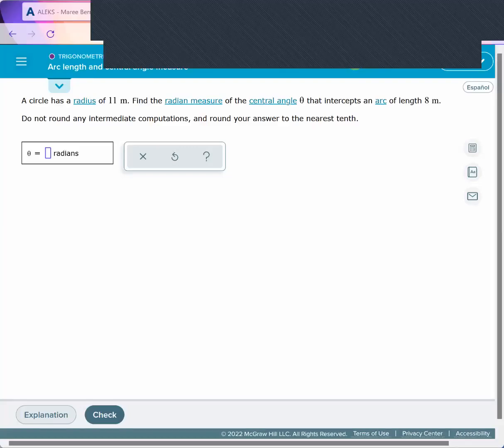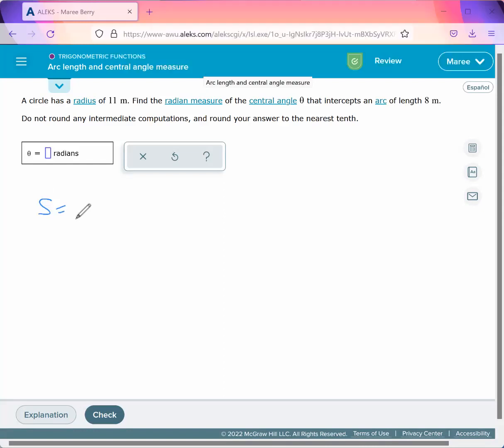This lesson is arc length and central angle measure. You're going to want to use the equation that they gave you, S equals R theta, and you can find R by dividing S by theta, and you can find theta by dividing S by R.